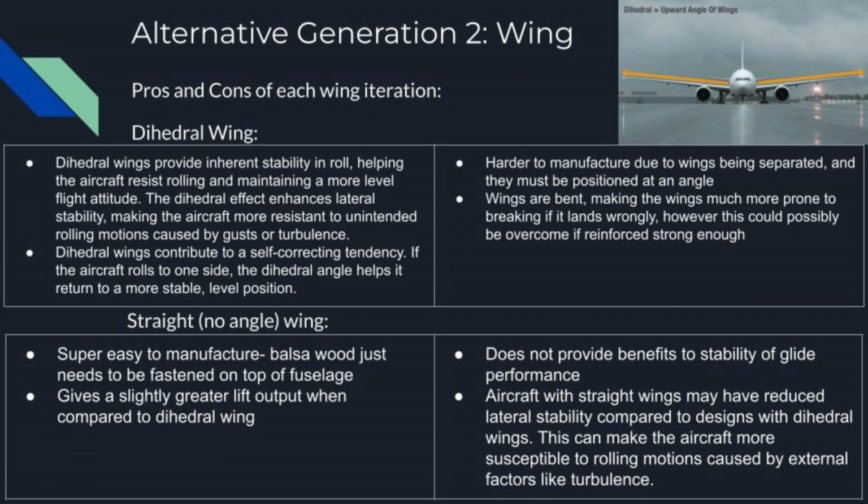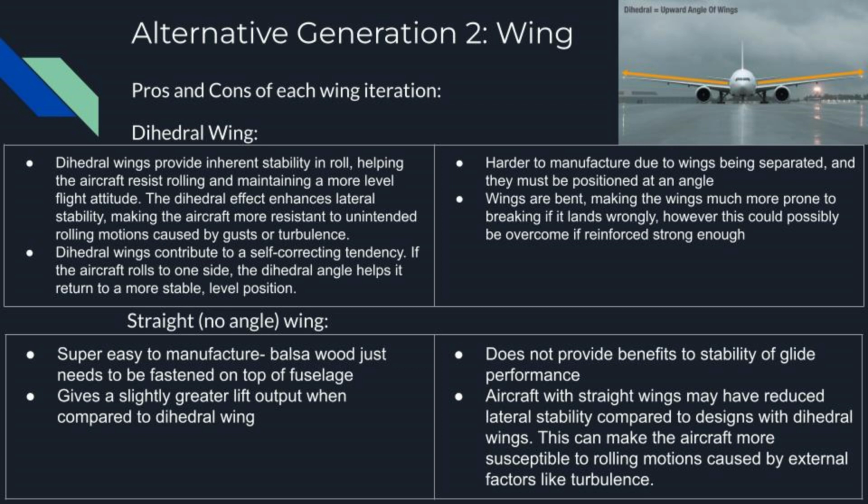My second alternative generation was a wing. So the pros and cons of each wing iteration are shown below. My two main ones were between the dihedral wing and a straight or no angle wing. So some pros of the dihedral wings were that it provided inherent stability in roll, helping the aircraft resist rolling and maintaining a more level flight altitude. The dihedral effect enhances lateral stability, making the aircraft more resistant to unintended rolling motions caused by gusts or turbulence.